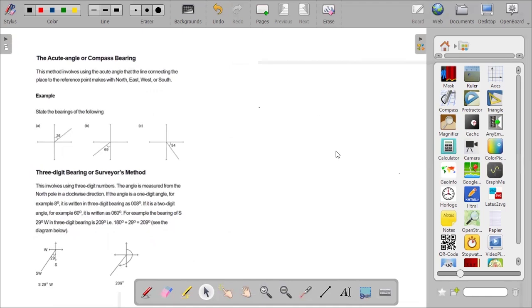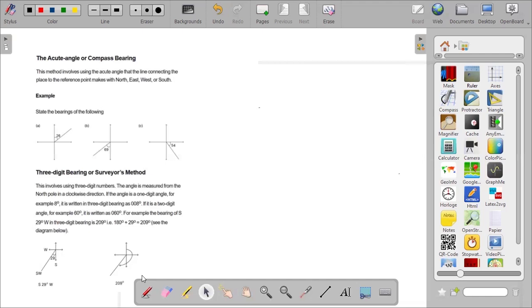Okay, so like I said earlier, the acute angle or compass bearing involves using the acute angle that the line connecting the place to the reference point makes with either the north, the east, the west, or the south. We use what? Acute angle to describe the bearing of that point. That is, we measure the angle that connects that very point to the reference point, and report in terms of the acute angle.